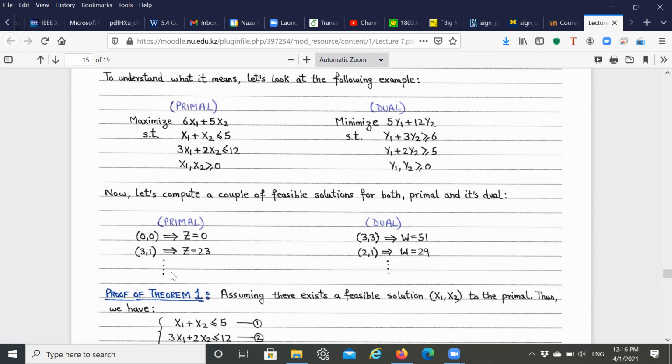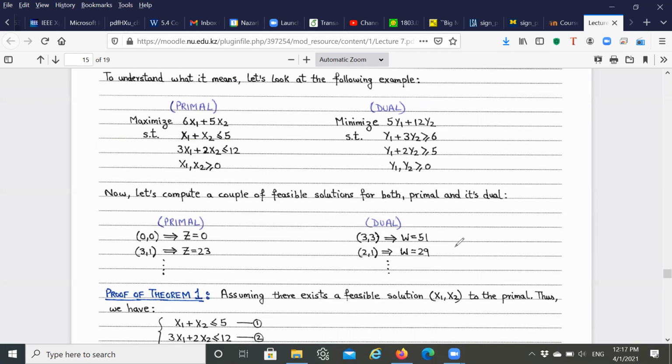And at this point, since the Z of the primal is equal to the W of the dual, there will be no other feasible solution in the primal such that the value of the objective function for the primal would be greater than that of W.